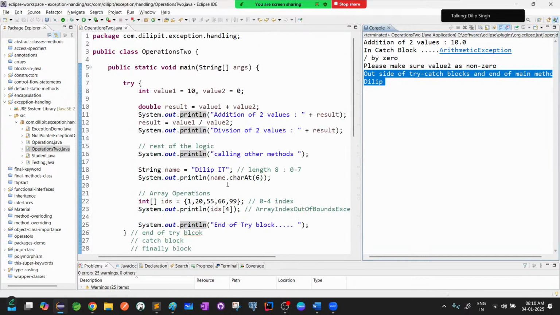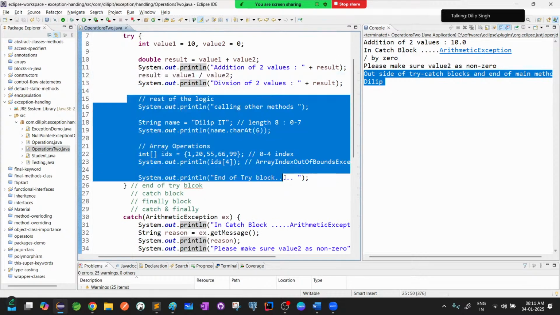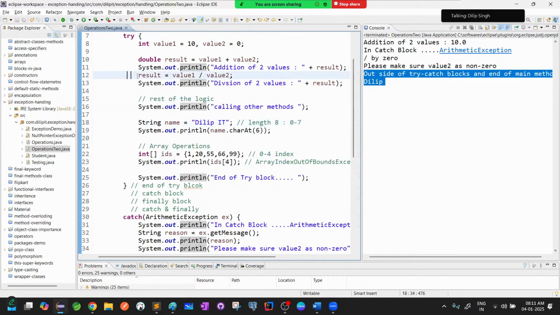So that is what happens. Now my point is, if I got an exception, then this logic is not executing. But it should not be, right? I want to make sure if exception comes here, ignore only this line.